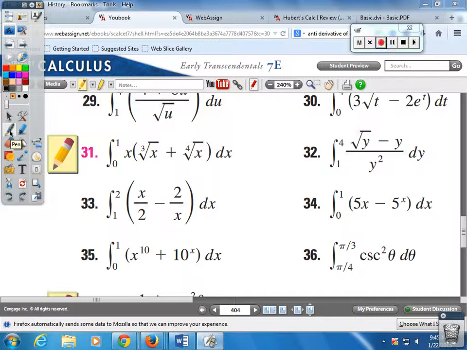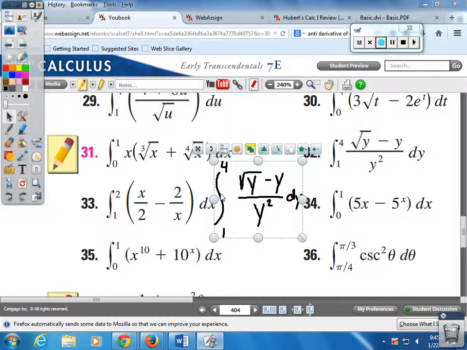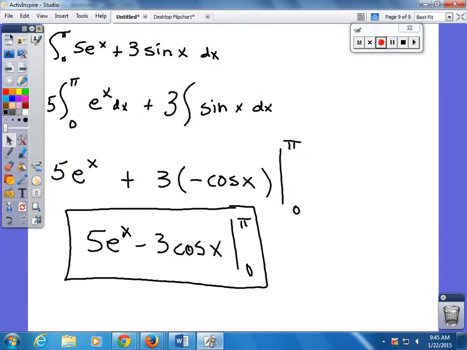Says the antiderivative from 1 to 4 of square root of y minus y over y squared. Now the reason I like to do this problem, again, is this shows you how you can take a problem that looks like a cluster and do what? What can you do to it? Break it down and simplify it into something that you understand.